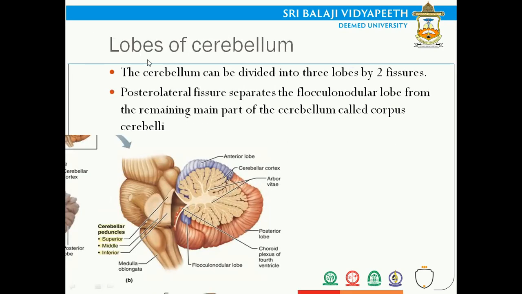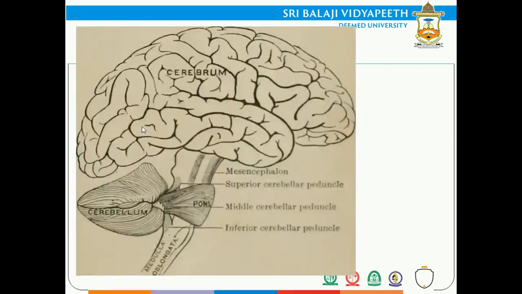What are the lobes of the cerebellum? The cerebellum can be subdivided into three lobes by the presence of two different fissures. One is the posterolateral fissure that separates the flocculonodular lobe from the remaining main parts of the cerebellum. So basically, the flocculonodular lobe is one lobe. The second is called the corpus cerebelli. The corpus cerebelli is the largest lobe of the cerebellum, and it is subdivided into further parts.